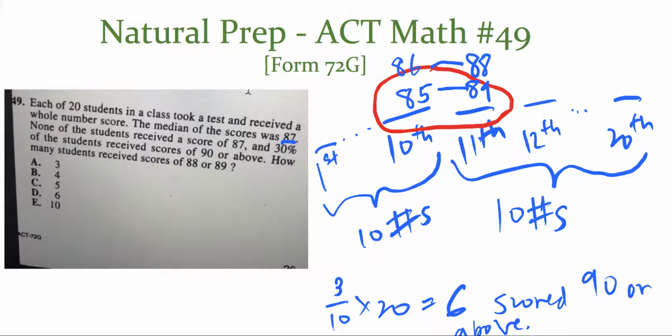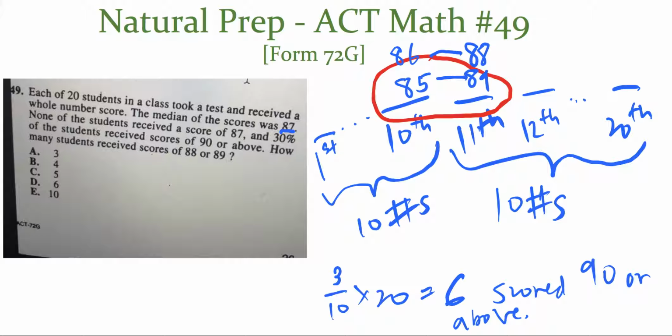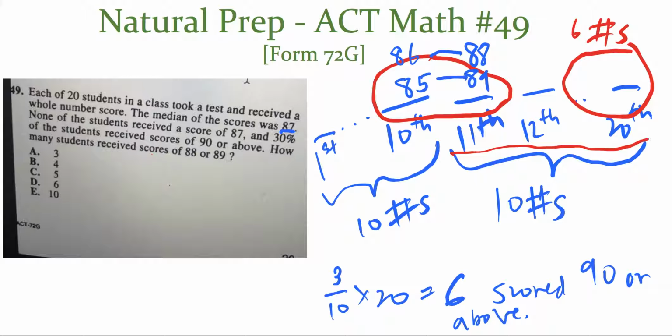But we know that 6 score 90 or above. So that means 6 numbers here, let me do it in a different color, 6 numbers here score 90 or above. And because it's 90 or above, it has to be past the 11th number, because the 11th number is greater than 87. And so those 6 numbers have to be from the 11th to the 20th.